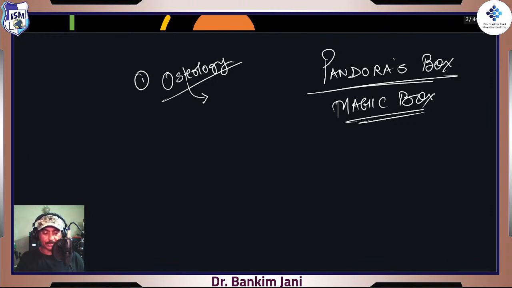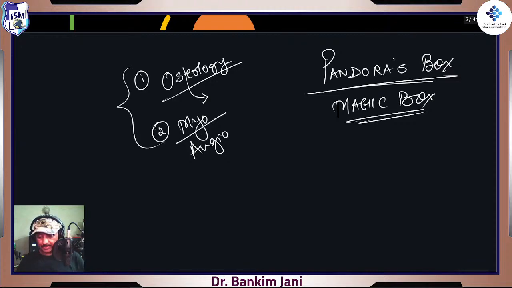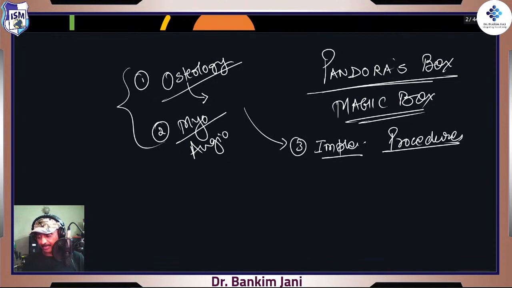So once we complete our osteology, then we'll be completing the myology, that is the muscles, and the angiology, that is vessels. That is what we'll do tomorrow. Now, after this, we'll actually be learning the implementation, right? Now, what is implementation? We'll be learning about many procedures: angiographies, CT scan, MRI, even the nuclide study.